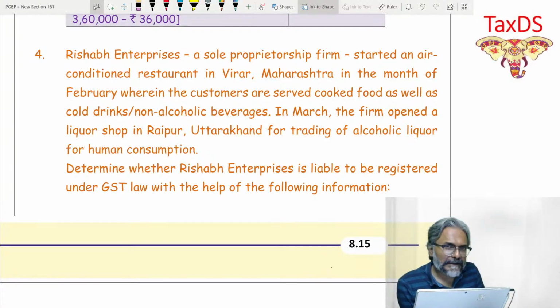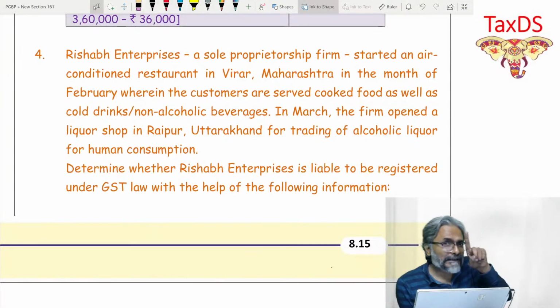So, students, please understand one thing in this case. What is the nature of his activity? The first activity in Virar is a service, an indoor catering service. And what is he doing in Uttarakhand? He is supplying liquor for human consumption. That is through a shop, which means that is a supply of goods.